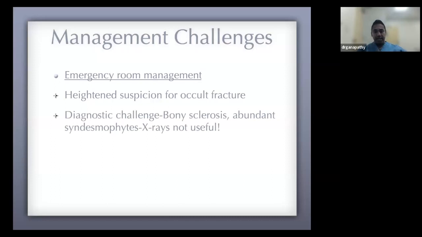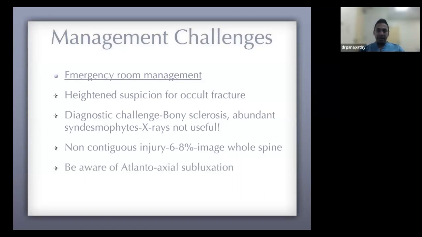It also poses diagnostic challenges because of bony sclerosis and syndesmophytes. And we talked about the usefulness of imaging. You have to be highly suspicious of non-contiguous injuries. One study looked at 6 to 8% where you can have missed injuries, but other studies showed 13 to 15% associated non-contiguous injuries. So you do have to image the whole spine, even if one fracture is obvious. Be aware of atlantoaxial subluxation.